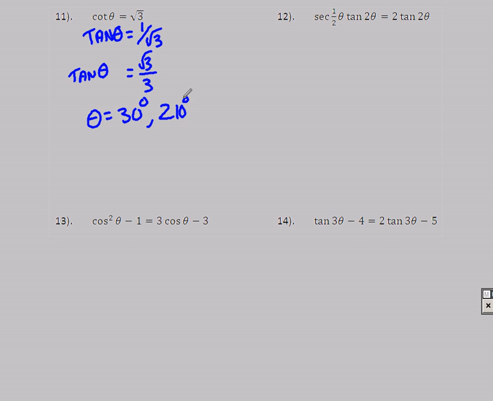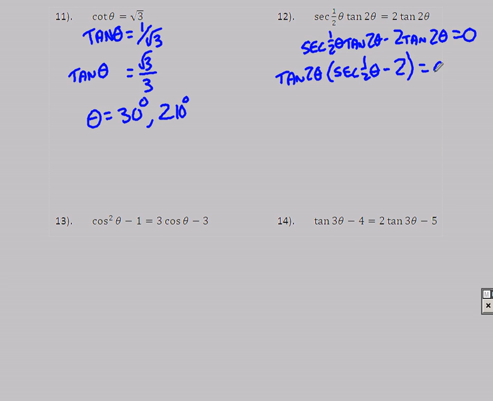Number 12, okay? Same thing as it was number 8, I believe it was, that has multiple trig functions. Let's get them all on the same side. So secant 1/2 theta, tangent 2 theta, minus 2 tangent 2 theta equals 0. Everything's on the same side. Okay, what can I pull out? I have a tangent of 2 theta that's similar, so I'll pull out that tangent 2 theta. So what's left? Secant 1/2 theta minus 2 equals 0. That's what's left for each of those terms.